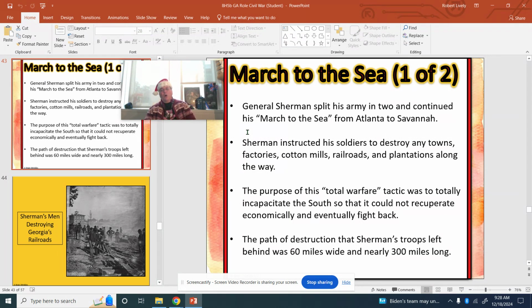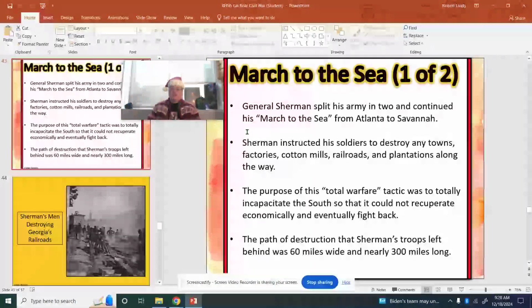The purpose of this total warfare tactic was to totally incapacitate or take away the South's ability to supply itself, okay? So that it could not recuperate or could not recover economically and eventually try to fight back. He was taking away their ability to fight and supply themselves.